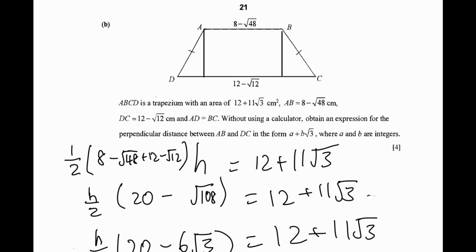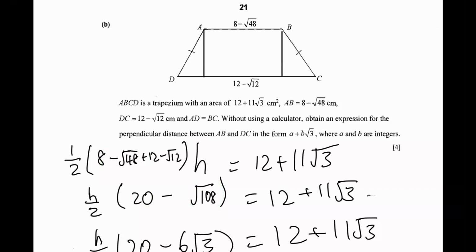So if we know the area of trapezium, we can just use the formula. So let's see what you did. Half times sum of the parallel sides, good, times the perpendicular height equals that area. Simplify this, 8 plus 12, 20. Minus root 48 minus root 12 is minus square root 108. How do you get that?